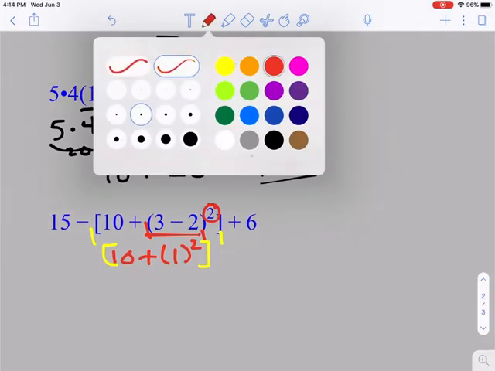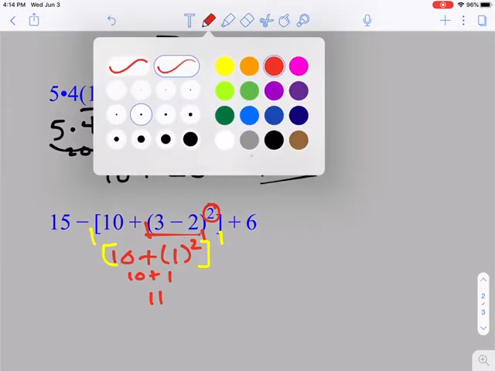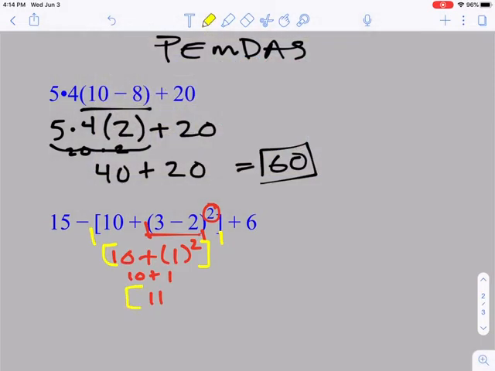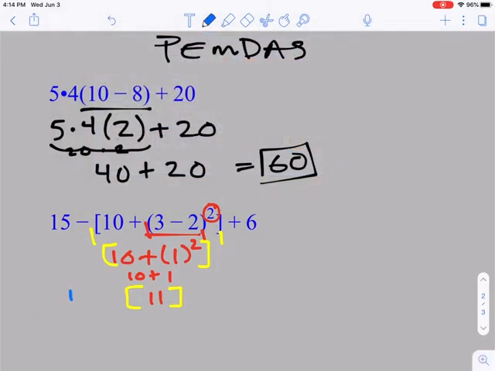So let's deal with that 10 plus 1 squared. Well, 1 squared is just 1. You have 10 plus 1, so you get 11, right? So now the only thing that's inside that yellow parentheses is this 11. And so then you have the rest of everything else. You have 15 minus 11 plus 6, right? So 15 minus 11 is 4, and then plus 6, and that gets you to 10.